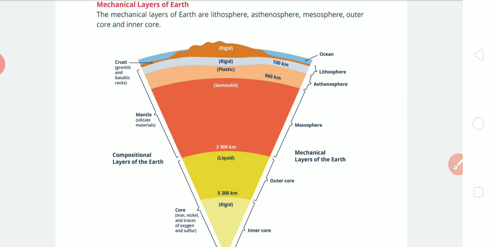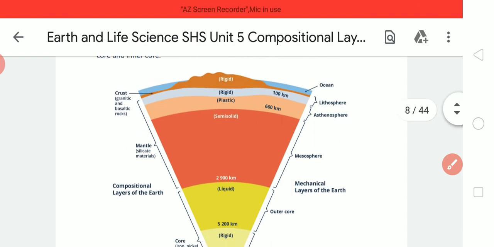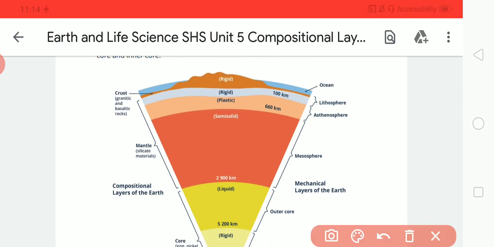So try to focus your attention on the crust. Considering the type of physical state that the crust has, it has rigid physical properties. The lithosphere also has a rigid characteristic. For the asthenosphere, it has plastic.